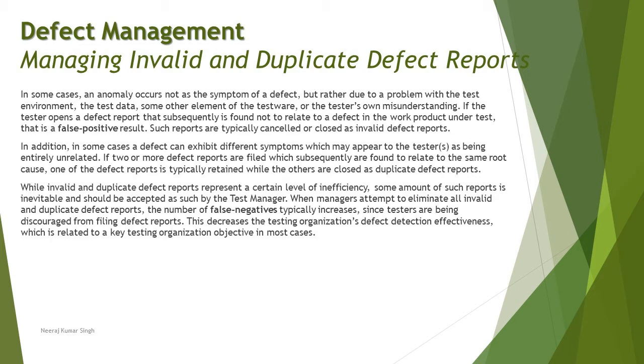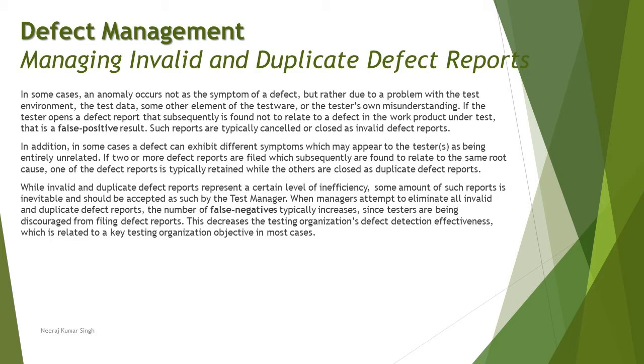Now, if the tester opens a defect report that is subsequently found not to relate to a defect in the work product under test, that results in something called a false positive. That means the defect is reported, but actually the symptom was not there. A false positive is basically an error in which a test result incorrectly indicates the presence of a condition, such as a disease, when the disease is not even present. That means it's showing some kind of abrupt behavior or symptoms, but the defect actually does not exist. It's not a defect and you reported it as a defect.